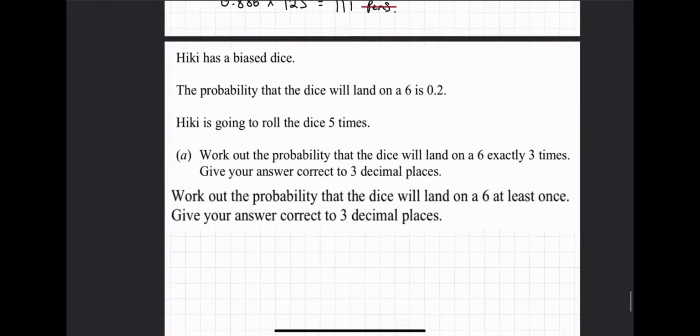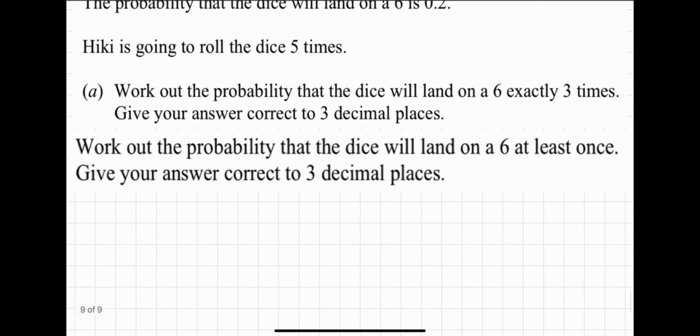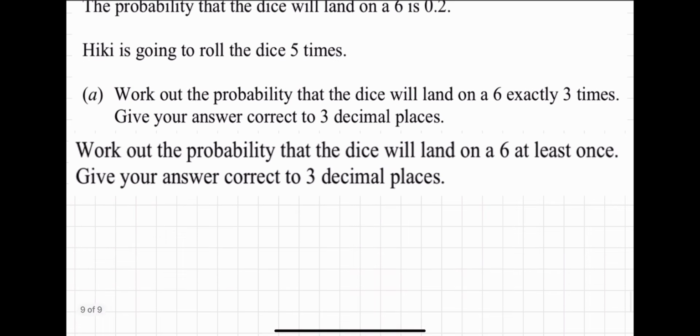Cool, next question. Hickey has a biased die. The probability that the die will land on 6 is 0.2. Hickey is going to roll the die 5 times. Work out the probability that the die will land on a 6 exactly 3 times. Okay, so the probability of success is the probability of landing on a 6. So I'm going to start by saying x equals number of times die lands on 6.